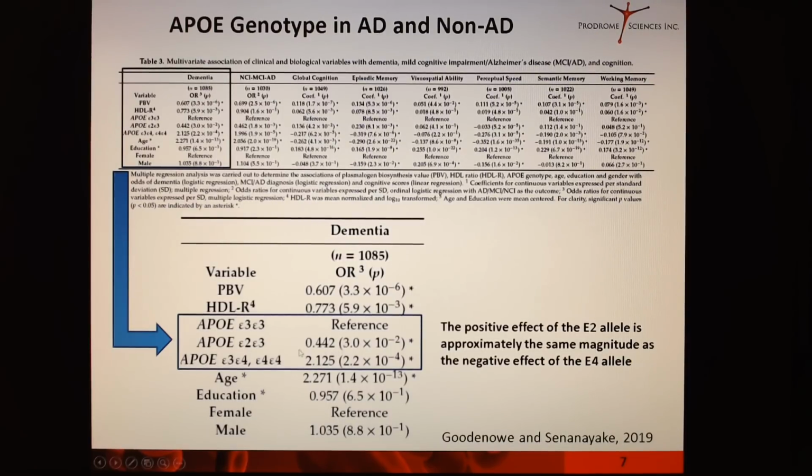So here we see that the E2 allele subjects have an odds ratio of less than 1, which means they have a decreased risk of having dementia. And the E4 allele carriers have an odds ratio greater than 1, 2.1, and so they have an increased risk of dementia. What's important is that the positive effect of the E2 allele is approximately the same magnitude as the negative effect of the E4 allele.